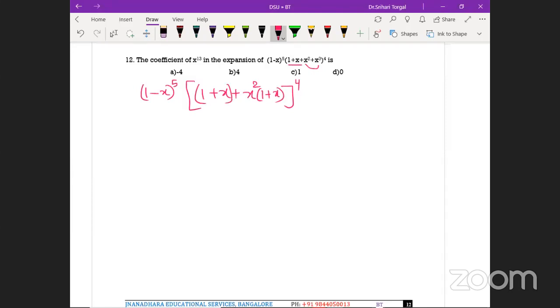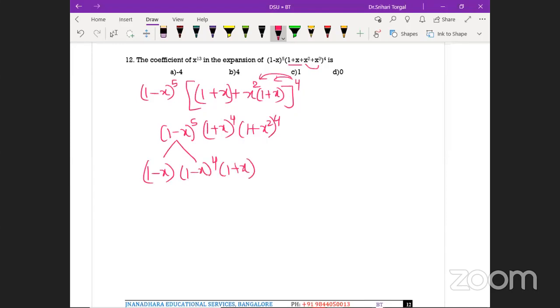I have to write the first two terms as it is. Next, if I take x square common, you will get 1 plus x. If you take 1 plus x common again, this will be (1 + x)^4 and you will be left with (1 + x^2)^4. I will split this 4 for both the terms after taking 1 plus x common, into (1 - x)^5. Now, let me split this into (1 - x) into (1 - x)^4 into (1 + x)^4 into (1 + x^2)^4 as it is.